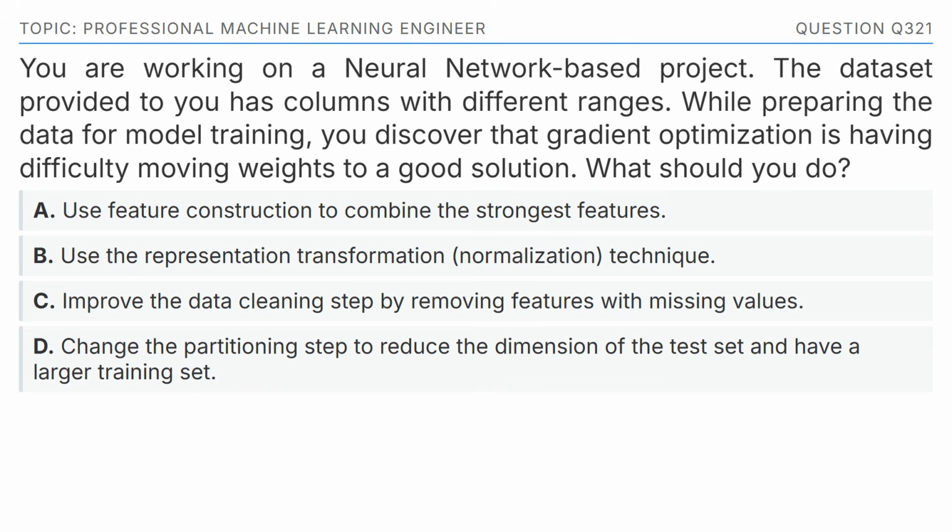The options are: Option A, use feature construction to combine the strongest features. Option B, use the representation transformation, normalization, technique. Option C, improve the data cleaning step by removing features with missing values. Option D, change the partitioning step to reduce the dimension of the test set and have a larger training set.